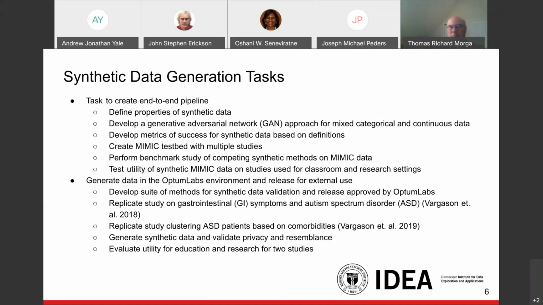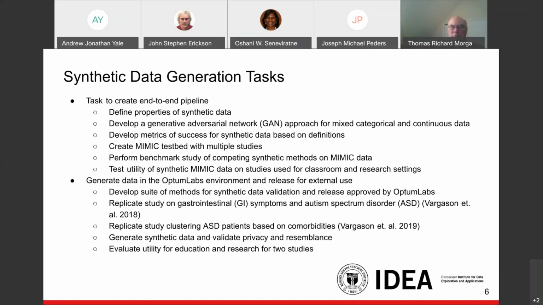So we need to define the properties of synthetic data. We're going to develop a generative adversarial network approach for mixed categorical and continuous data. We're going to develop metrics of success for the synthetic data. We're going to create a test bed in Mimic first with multiple different studies. Then we're going to perform a benchmark study of these different competing synthetic methods on the Mimic data, and test the utility of the synthetic Mimic data on these studies for classroom and research settings. Basically, that's preparing all of the generation and evaluation methods.